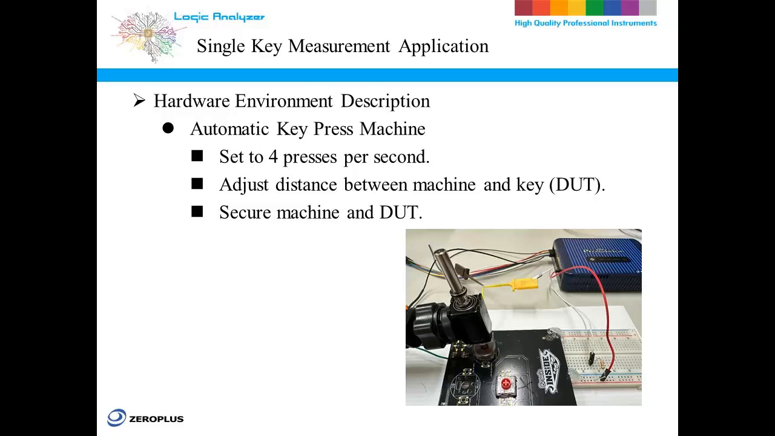We'll configure it to press the button 4 times per second. Then, we adjust the distance between the machine and the button, and make sure both are securely fixed in place. This helps ensure stability during the measurement process and improves the accuracy of the results.